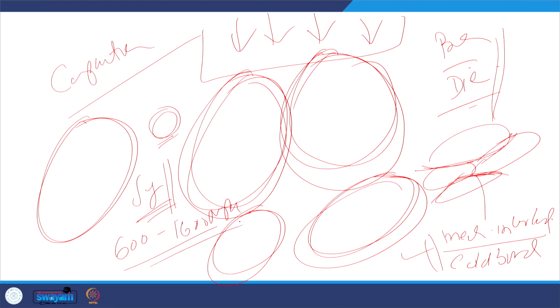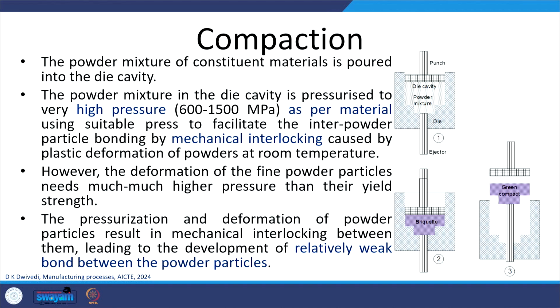So, the pressure required to facilitate the deformation of the powder particles and attain the shape of the product as per the shape of the die, in the form of a green compact, which is a low strength semi-processed product, is very high. This in turn limits the size of the component that can be processed through the powder metallurgy route. We will try to see these details in more detail.